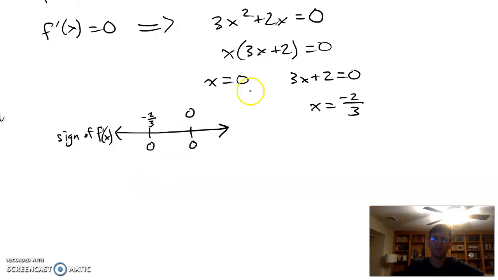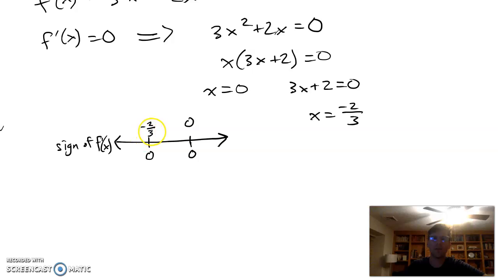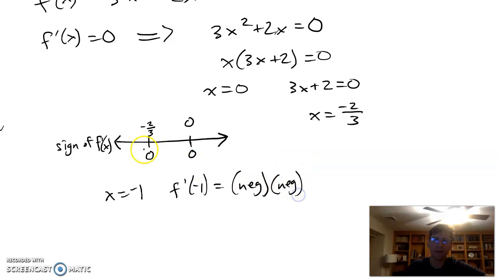So what we could do is test this out. Maybe I'll try -1 here. So when x is -1, let's test it out. This would be a negative times a negative times a negative, right? Negative, which means a positive. So it's increasing here. f of x is increasing.